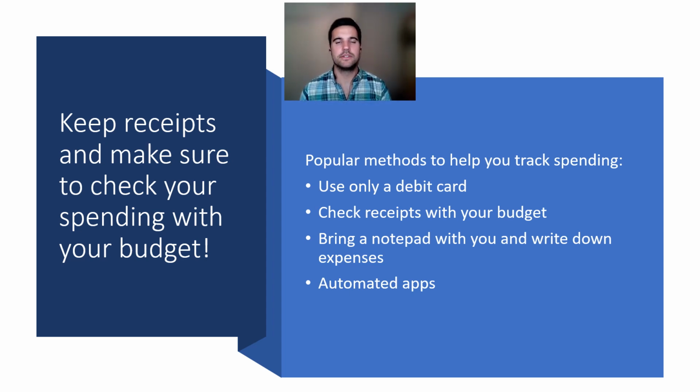Popular methods to help you track spending. Some people recommend only using your debit card because then you can see it all online, and then you can download that data from your bank statement. Some people say check your receipts with your budget, which is what I just said. Check your receipts constantly with your budget, or once a week. Some people like to bring a notepad or the old checkbook. They'll bring a notepad or the checkbook, and they'll write down their expenses as they spend the money. And automated apps. Like I mentioned earlier, with those apps, and there's dozens of other budget apps out there that will do all the tracking for you and categorizing.